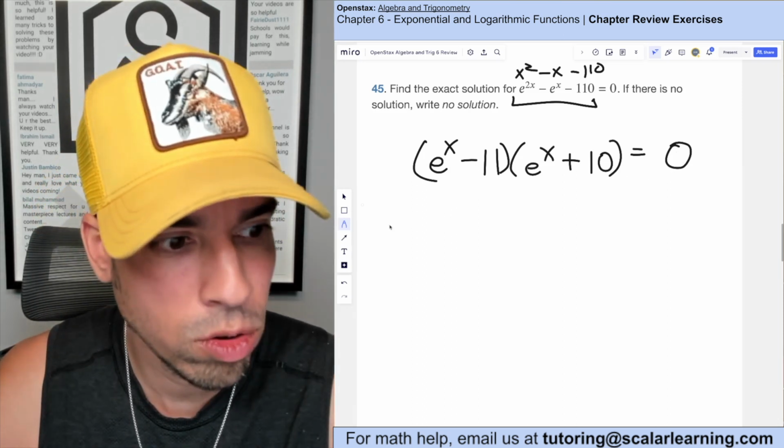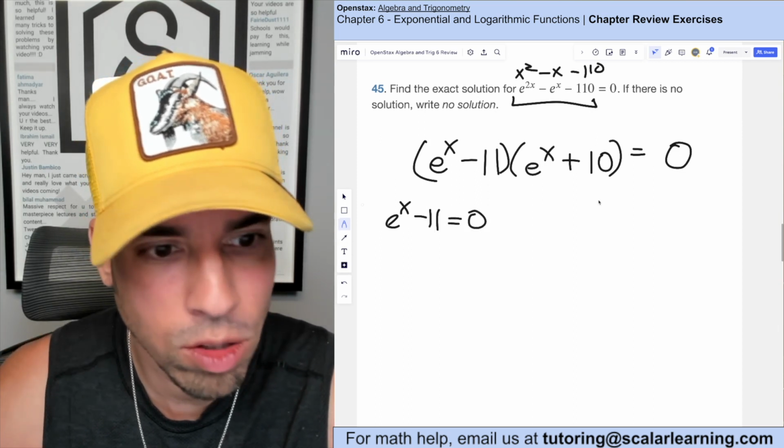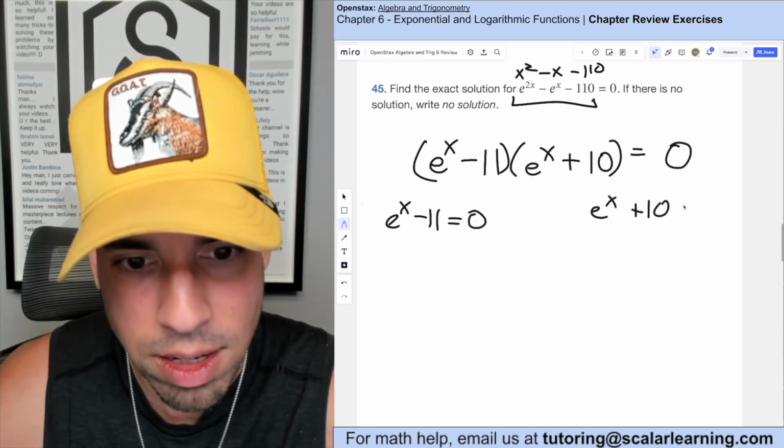because I'm trying to figure out when this is going to go to 0. So I can look at each of these individually. When is e to the x minus 11 going to equal 0? And when is e to the x plus 10 going to equal 0?